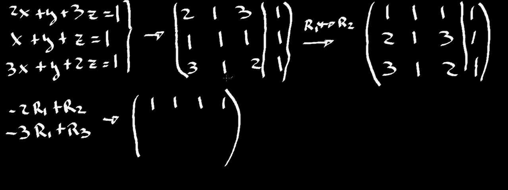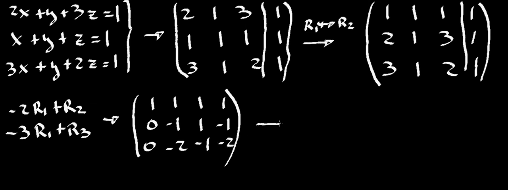If we do minus 2 times 1 plus 2, we get the 0. Then minus 2 times 1 plus 1, we get minus 1. Minus 2 times 1 plus 3, we get 1. Minus 2 times 1 plus 1, we get minus 1. And then we do the second operation for row 3. Minus 3 times 1 plus 3 is the 0. Minus 3 times 1 plus 1 is minus 2. Minus 3 times 1 plus 2 is minus 1. And minus 3 times 1 plus 1 is minus 2.